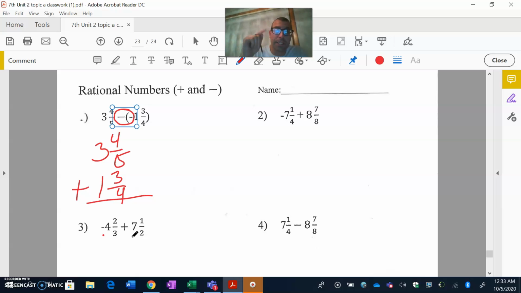Now, what I do want to show you is how to use your calculator to type in fractions. Yes, your calculator does fractions.